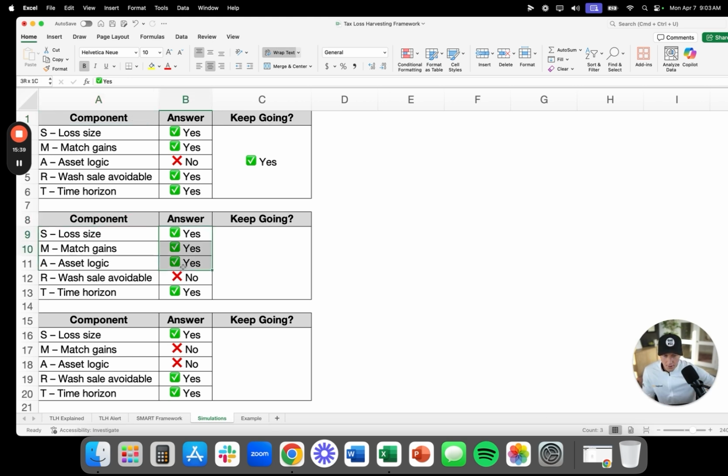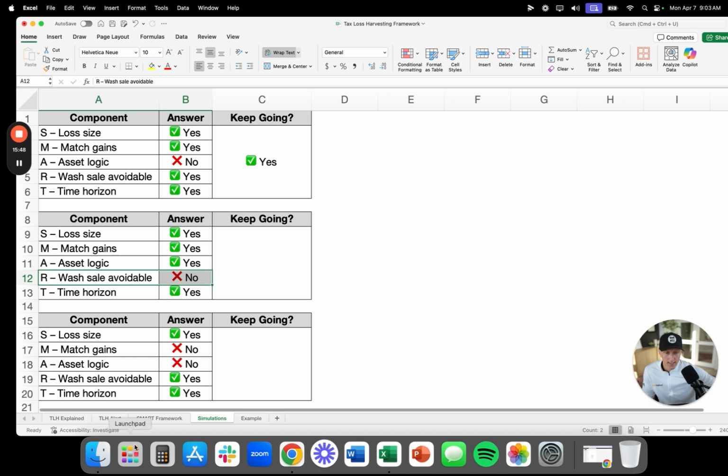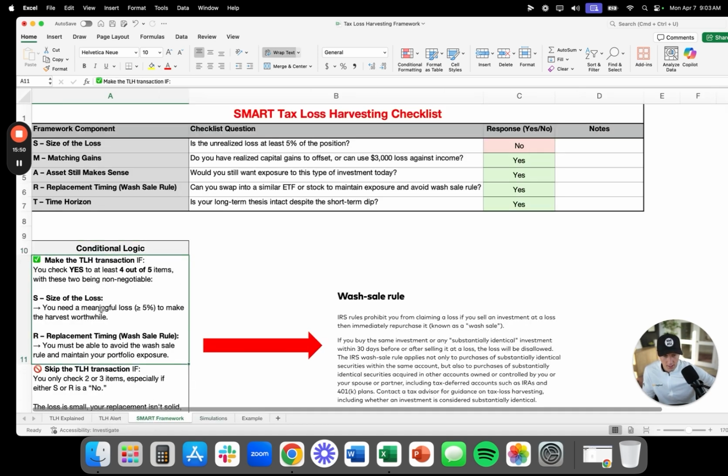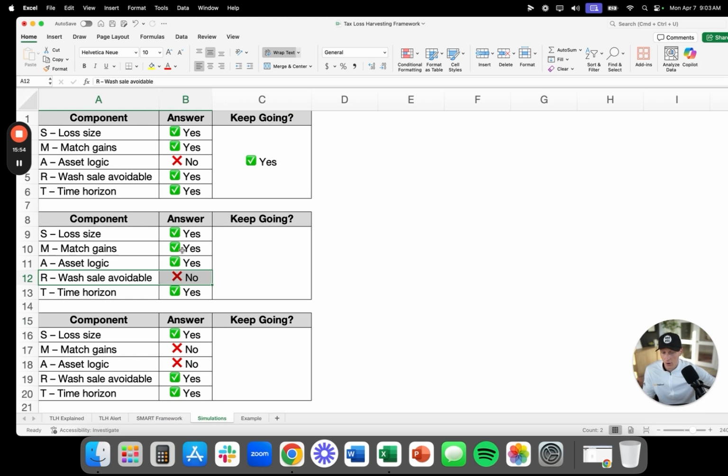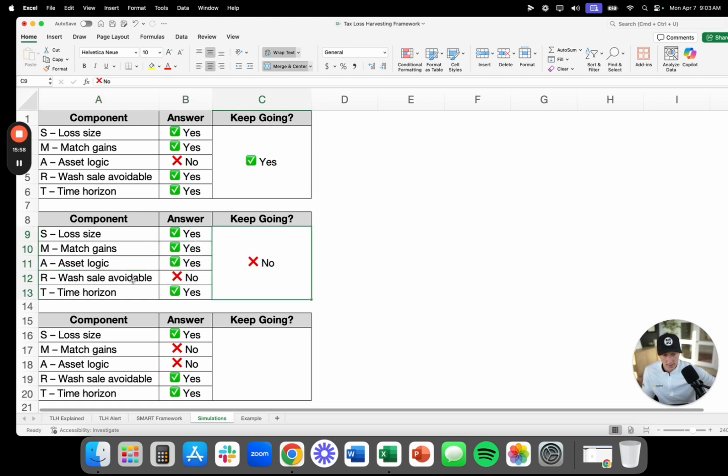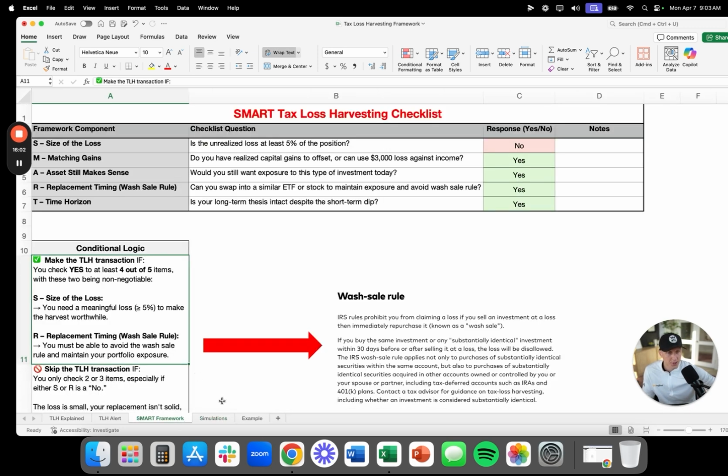So the second one, there are 4 yeses. So 4 out of 5 are checked yes. However, the R of this is checked no. And again, back to the SMART framework conditional logic, the S and R are non-negotiable. So if S and R are checked no, no matter how many yeses you have, you should not be doing this. And if you look at this, why? It's because your wash sale is not avoidable, and your wash sale needs to be avoidable here.